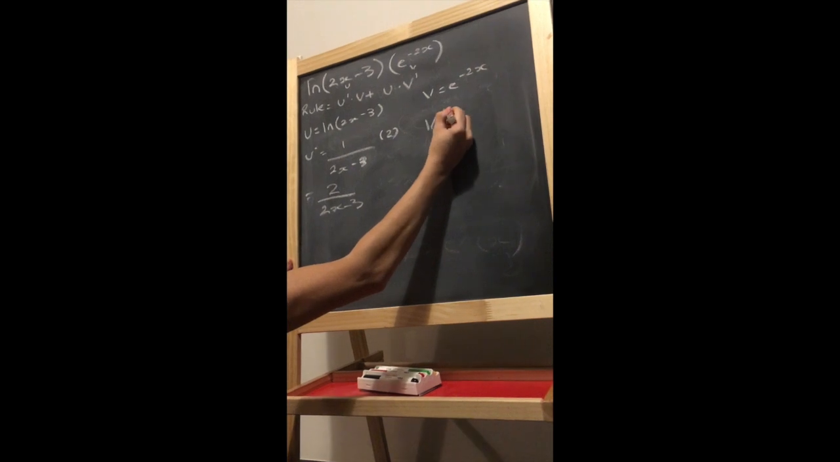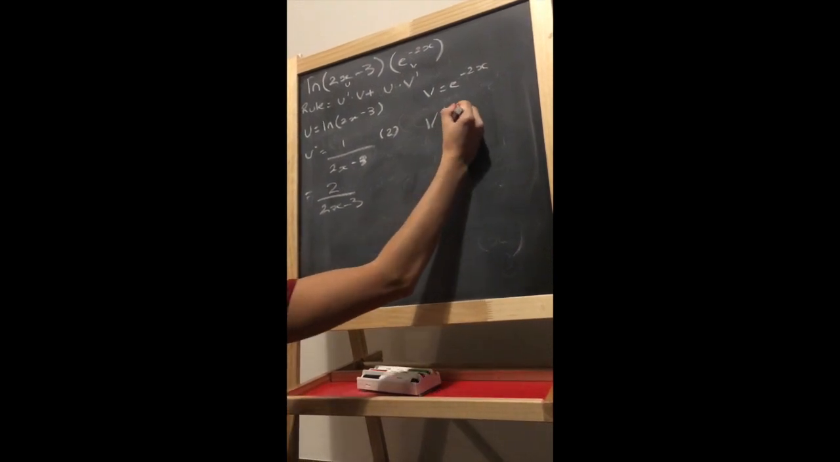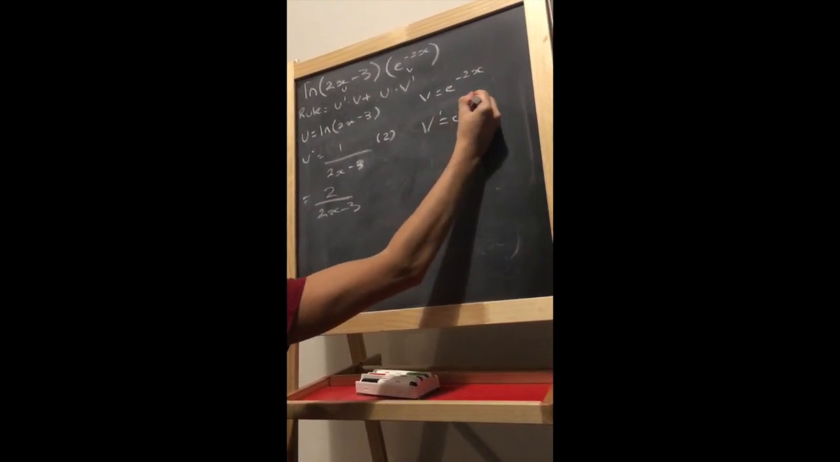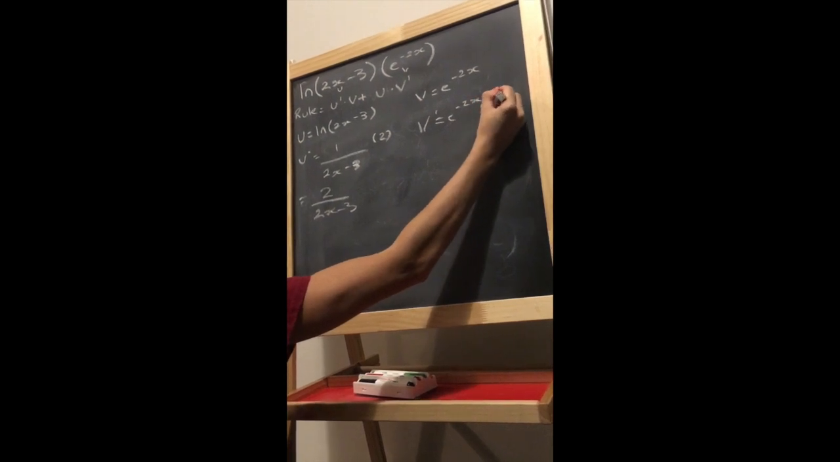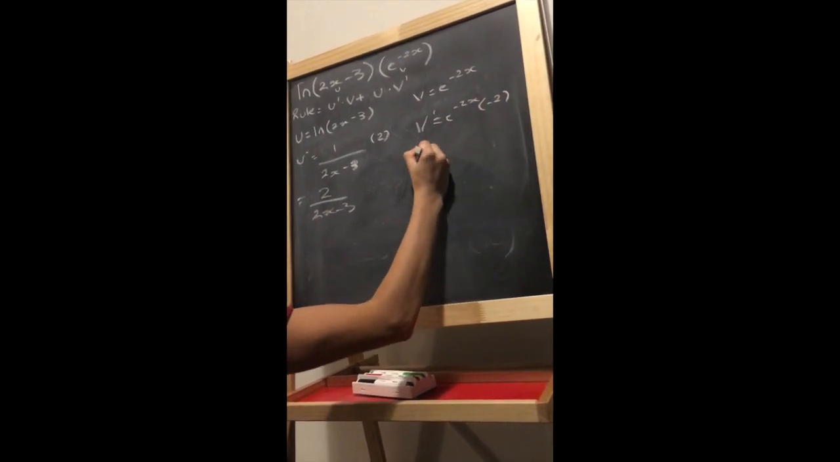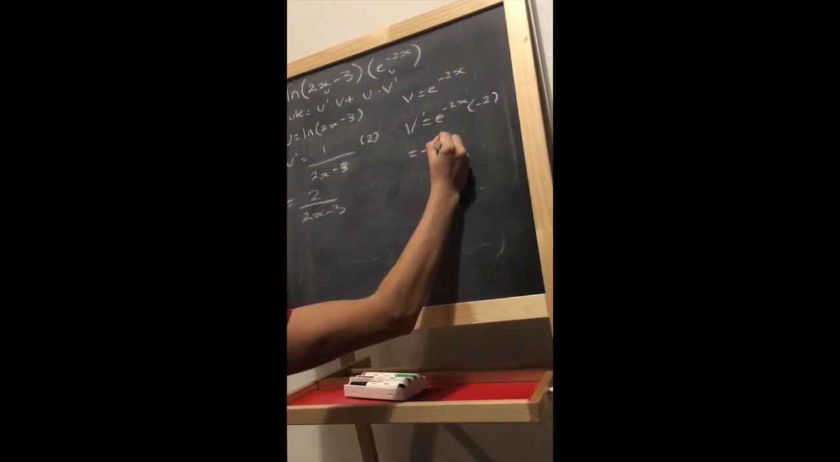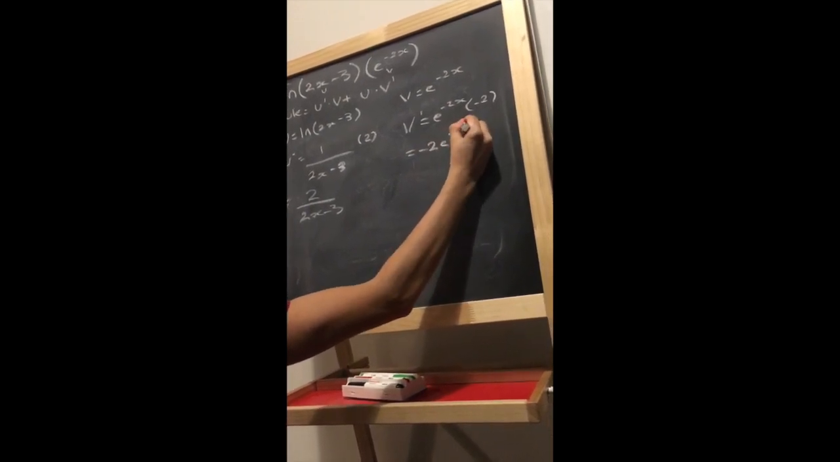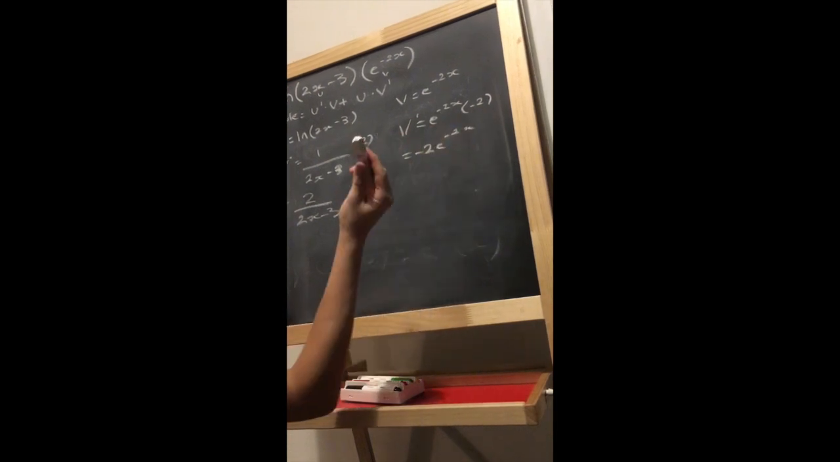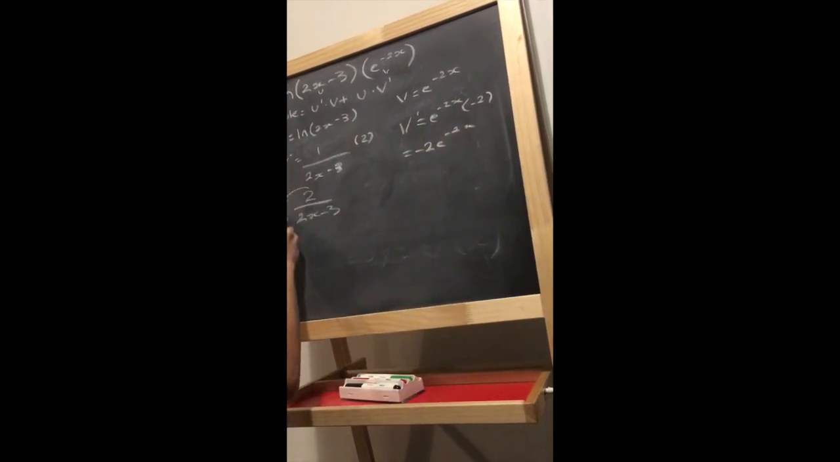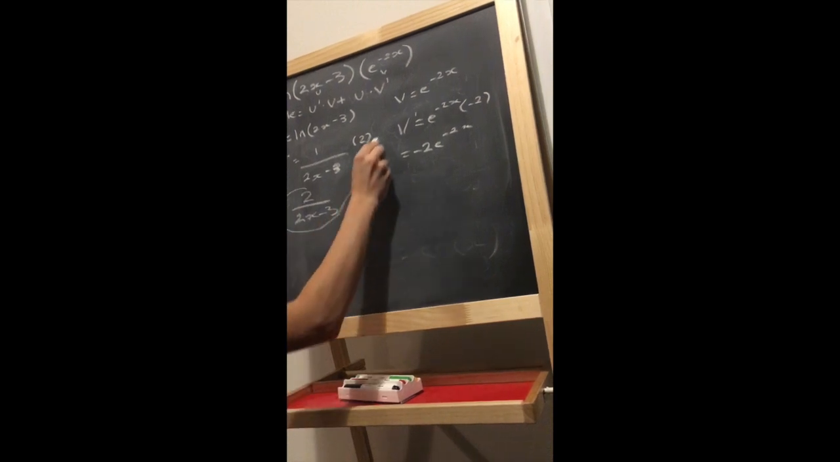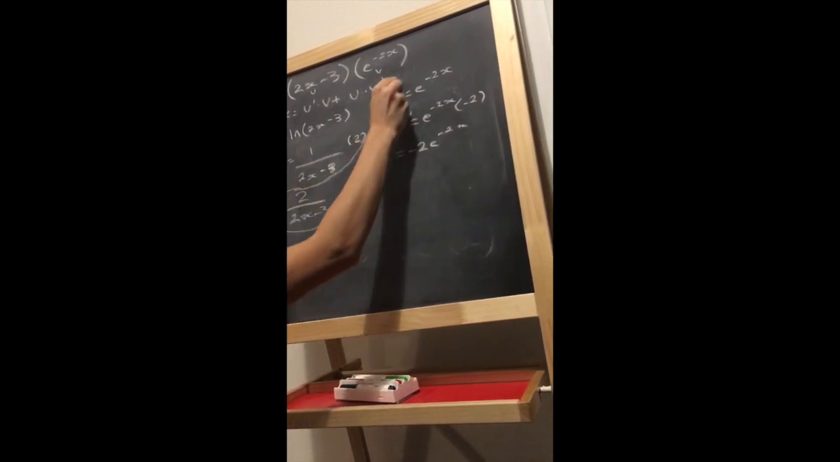As we said before, the derivative of e exponents is the same, however, it is multiplied by the derivative of n. So in this case, it is minus 2, which means v prime equals minus 2e to the power of minus 2x.